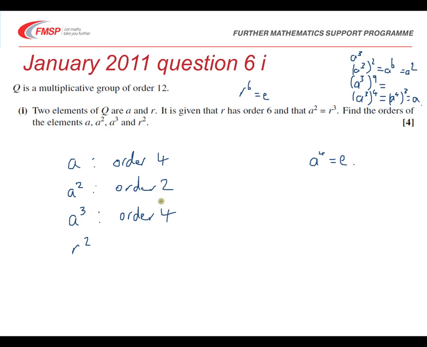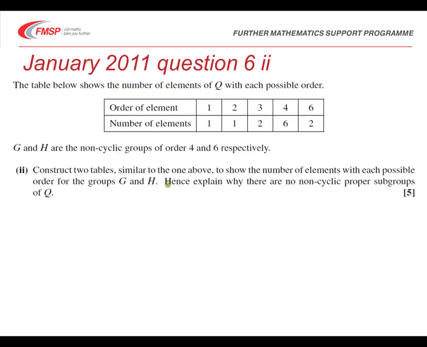And finally, R squared, what power would we raise this to? Well, if we cube this, it's the same as 6, so this has got order 3. Right, that's looking very basically at orders of elements in a very abstract case.